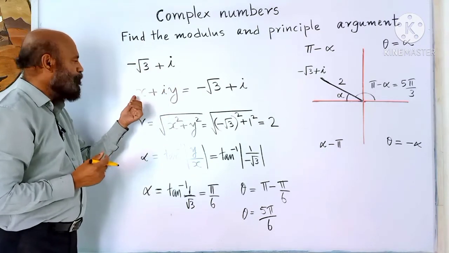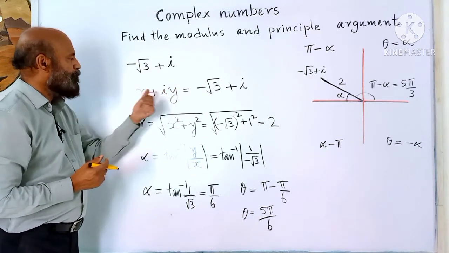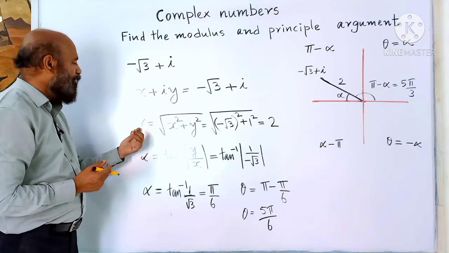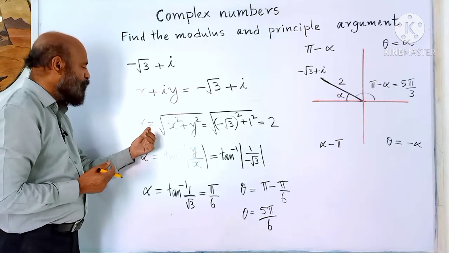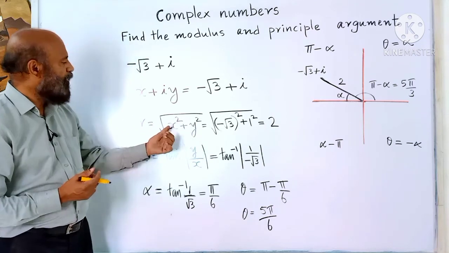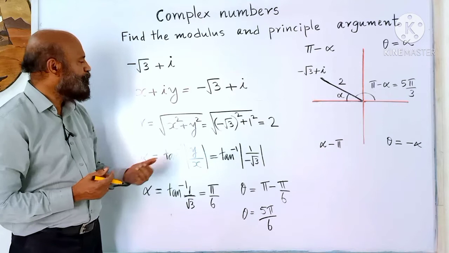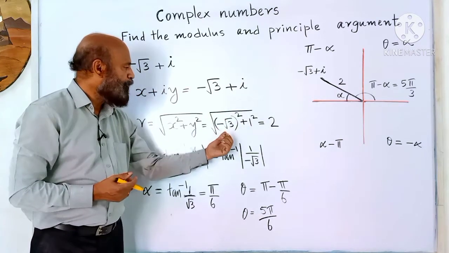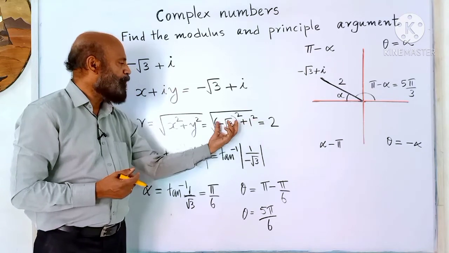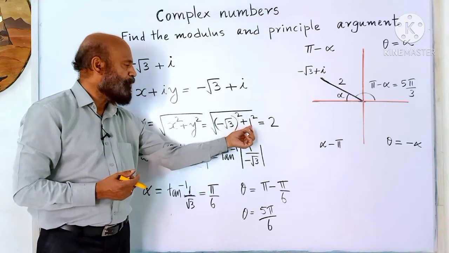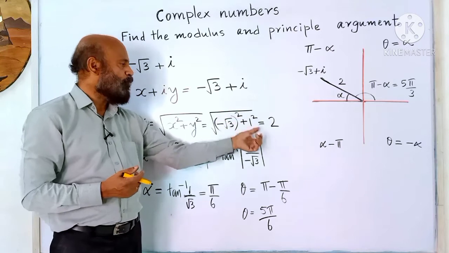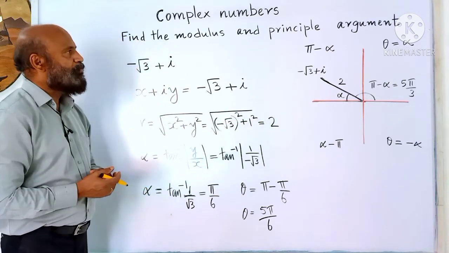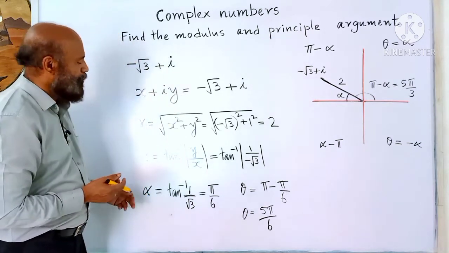Next problem: minus root 3 plus i. Let the given complex number be x plus iy. The modulus is given by this formula: r is equal to square root of x square plus y square. x is minus root 3, y is 1. So square root of minus root 3 square plus 1 square. Minus root 3 square is 3, 3 plus 1 is 4, square root of 4 is 2. So the modulus is 2.